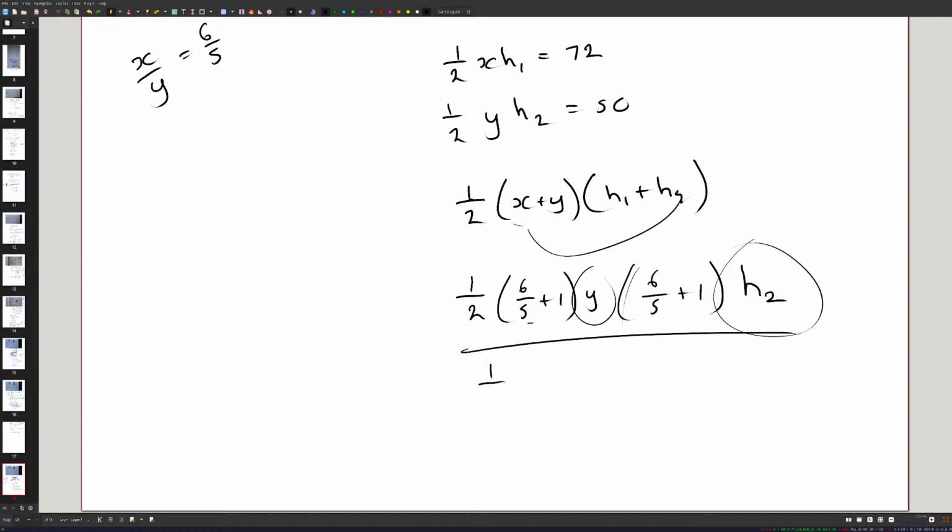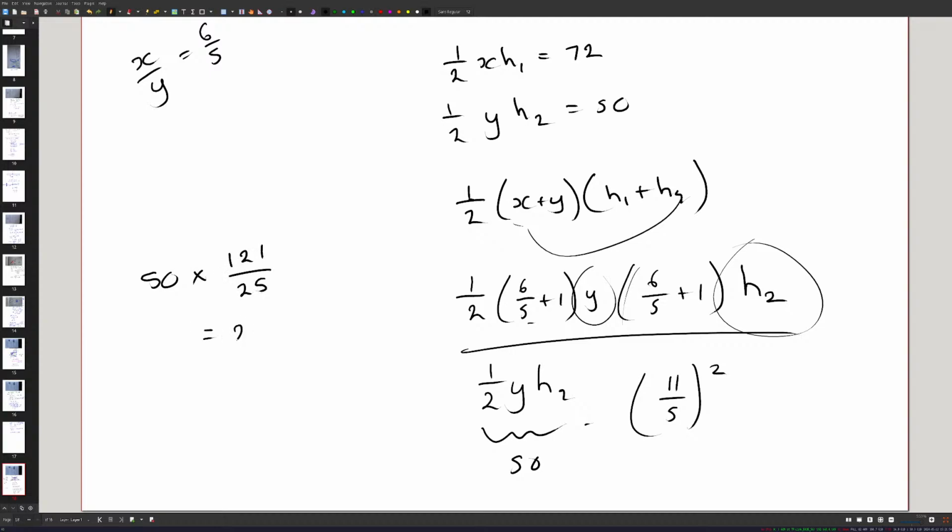And so this is a half of y h2, which we know is 50, times 11 over 5 squared. So it's 50 times 121 over 25, which is 242. I think that's correct.